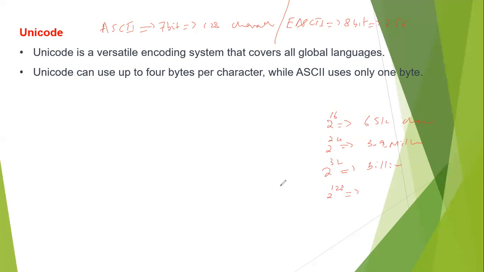Is this clear about Unicode? Okay, good. So, wait a second.